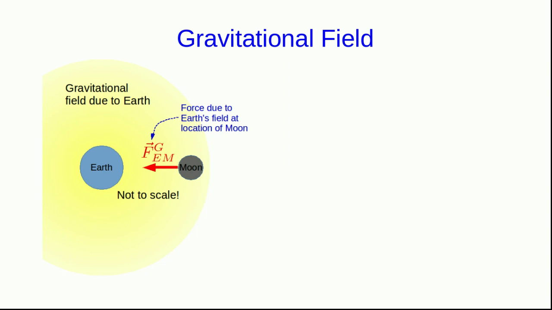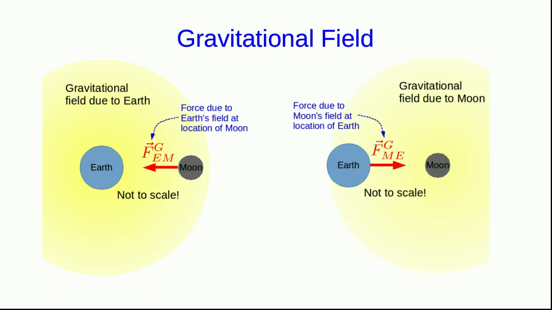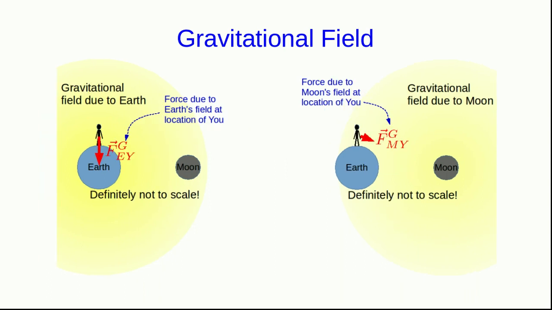We think of the Earth as producing a gravitational field that fills space around it. Wherever the moon is, the gravitational force on it is a result of the field at its location. Similarly, the moon produces a gravitational field around it, and the force that it exerts on the Earth is thought of as being a result of the moon's field at the location of the Earth. Similarly, we could think about you standing somewhere on the Earth. Then the force exerted on you by the Earth is due to the Earth's field at your location.